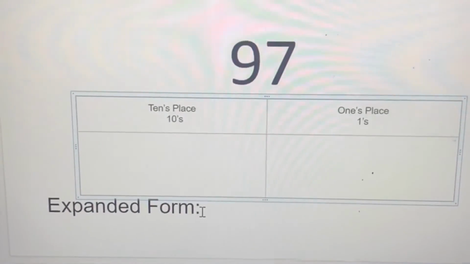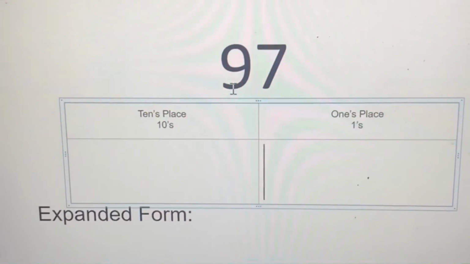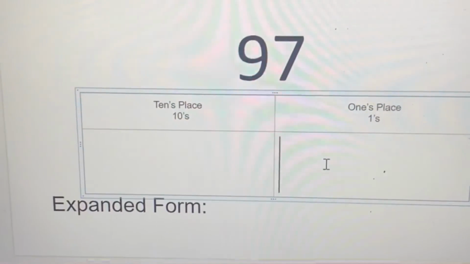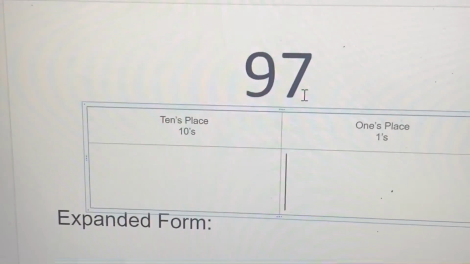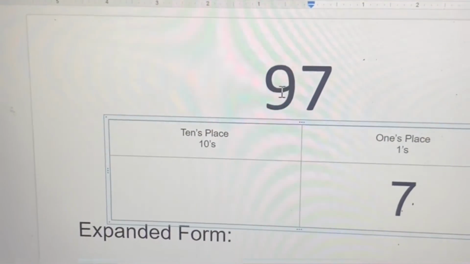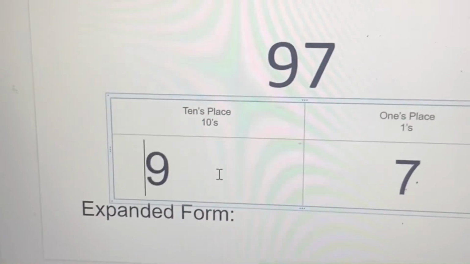Okay, ladies and gentlemen, final example of the day. We have the number 97. As always, to identify the ones place, we go to the digit that's all the way to the right. So in the number 97, the digit all the way to the right is a 7. So we have a 7 in the ones place. And the digit in the tens place is a 9. So we have a 9 in the tens place.